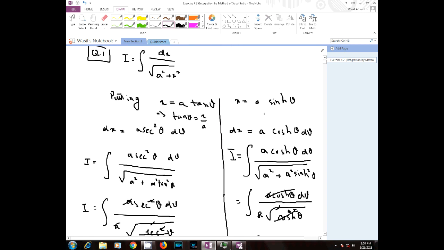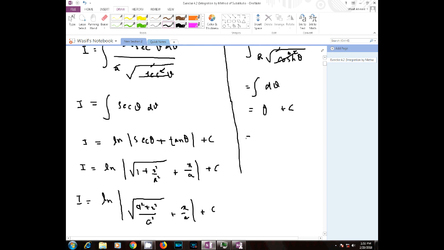And what is the value of theta? You can find it from here. From here, x divided by a is equal to sinh theta. Therefore, theta is equal to sinh inverse x divided by a, which means that the second method proves to be the more simpler one. So this is the answer.